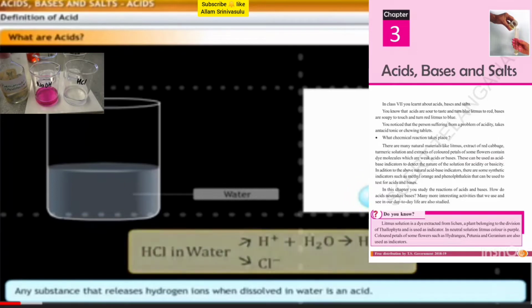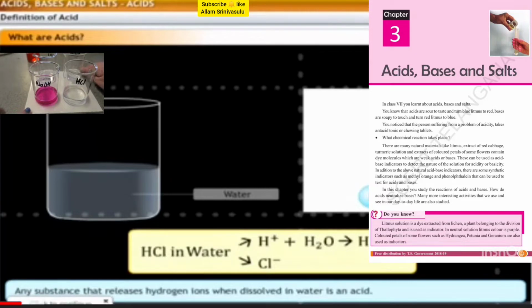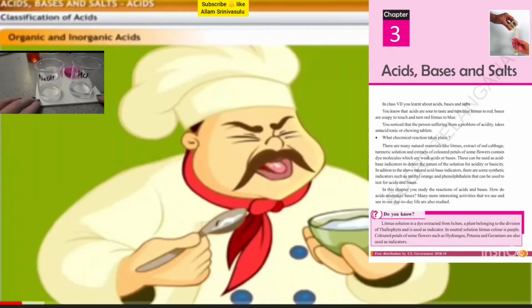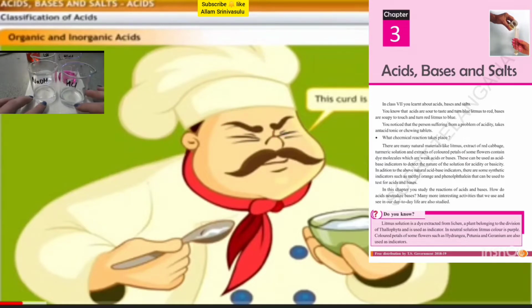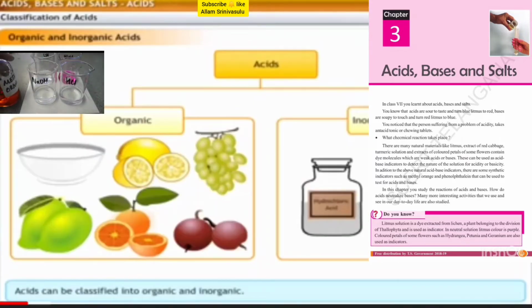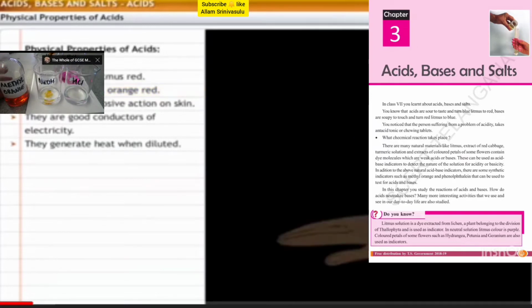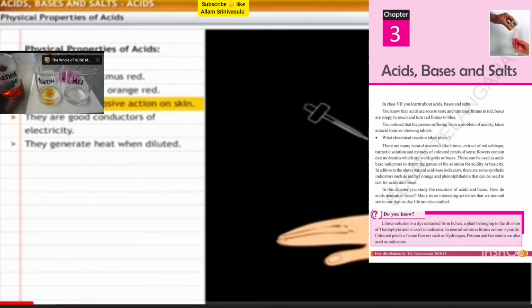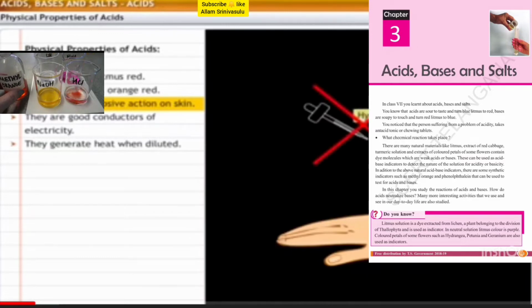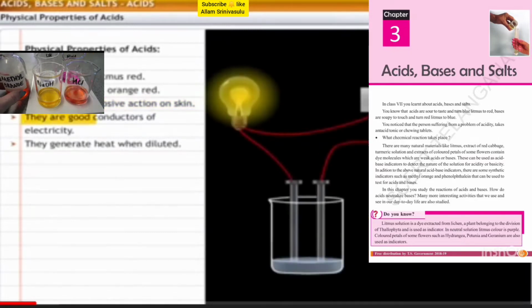You notice that a person suffering from the problem of acidity takes antacid tonic or chewing tablets. What chemical reaction takes place? There are many natural materials like litmus, extract of red cabbage, turmeric solution, and extract of colored petals of some flowers that contain dye molecules which are weak acids or bases.